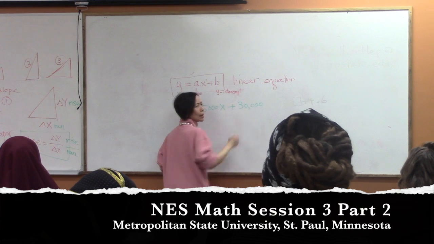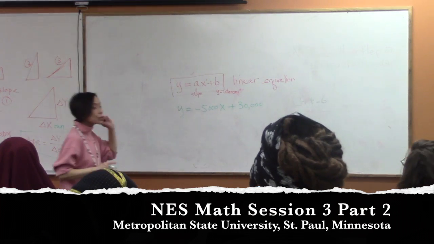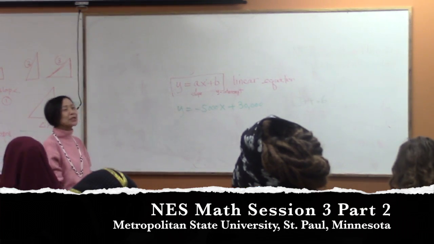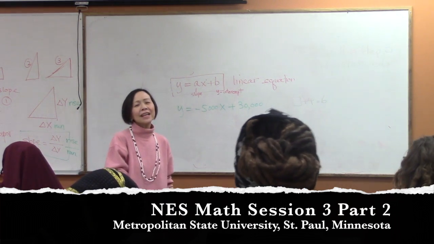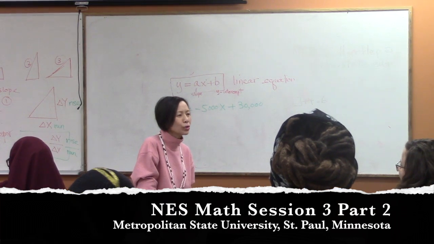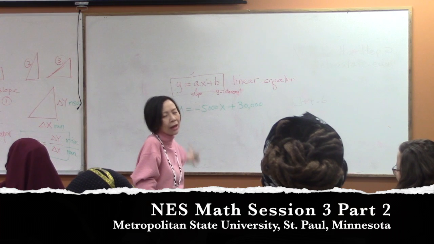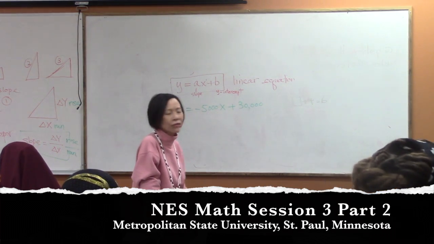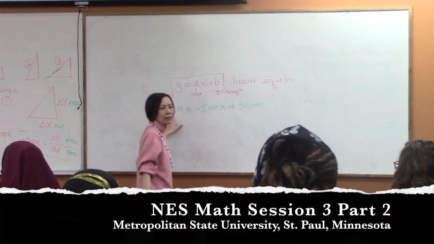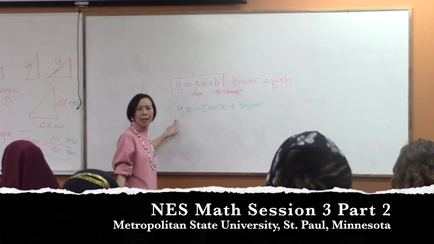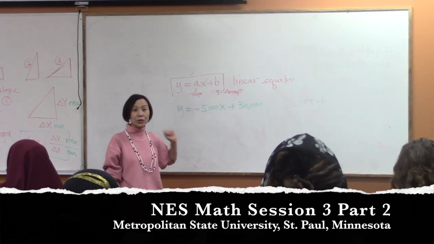These are big numbers, aren't they? SUVs are expensive, that's right. In real life, you don't deal with numbers like 1, 2, 3. It's big numbers, like money, right? 30,000 for an SUV. So what is y again, in your own words? The value of the car. The value of the SUV.